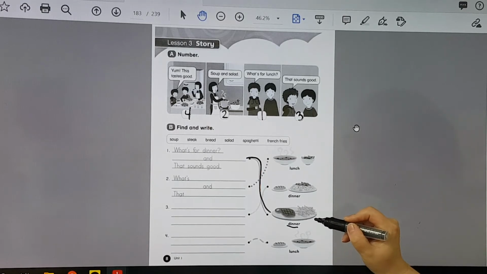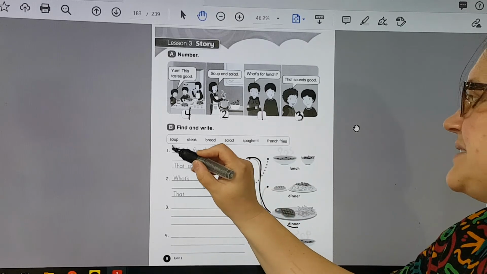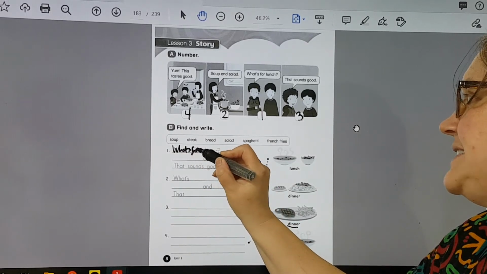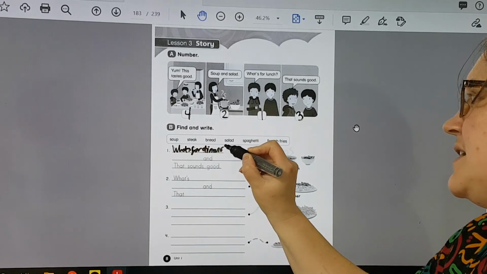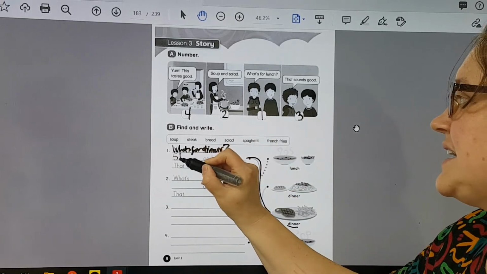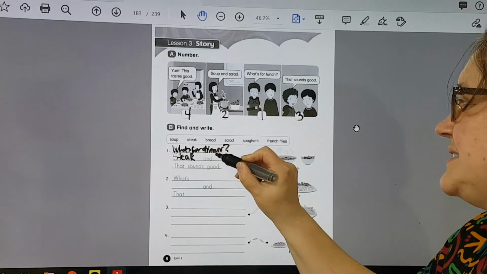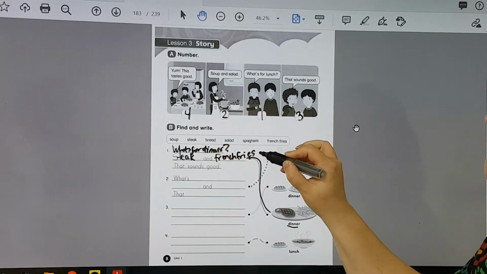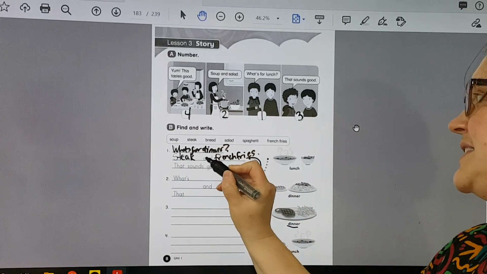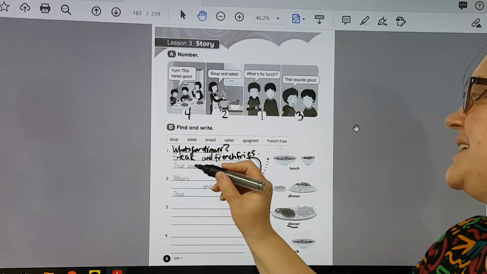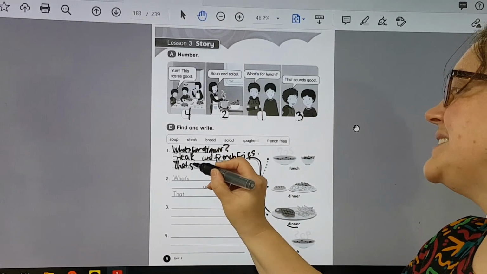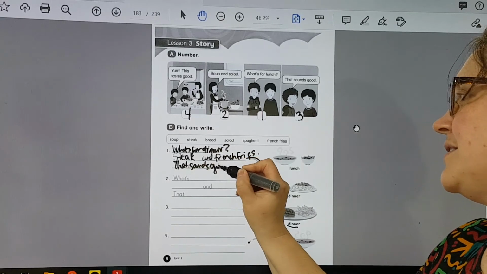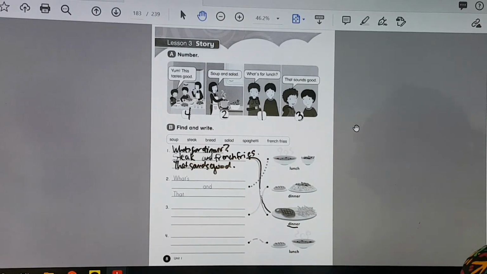Steak and French fries. That sounds great. All right, so let's write, what's for dinner? Don't forget your question mark. Steak is going to have a capital S. Steak and French fries. And then what do we have to put at the end? Period. That's right, we need a period. Oh, I didn't write the and, sorry. Steak and French fries. And the answer is, that sounds good. That sounds good. Period.